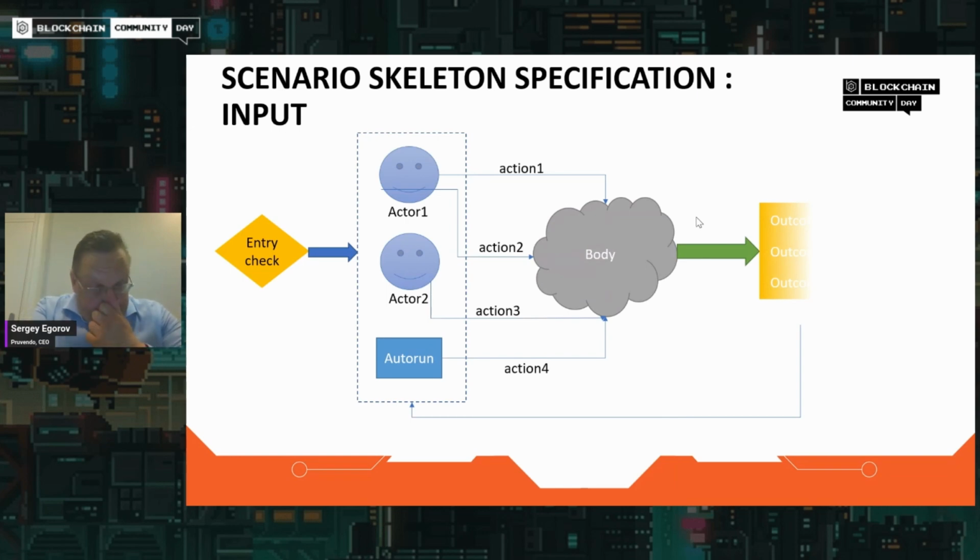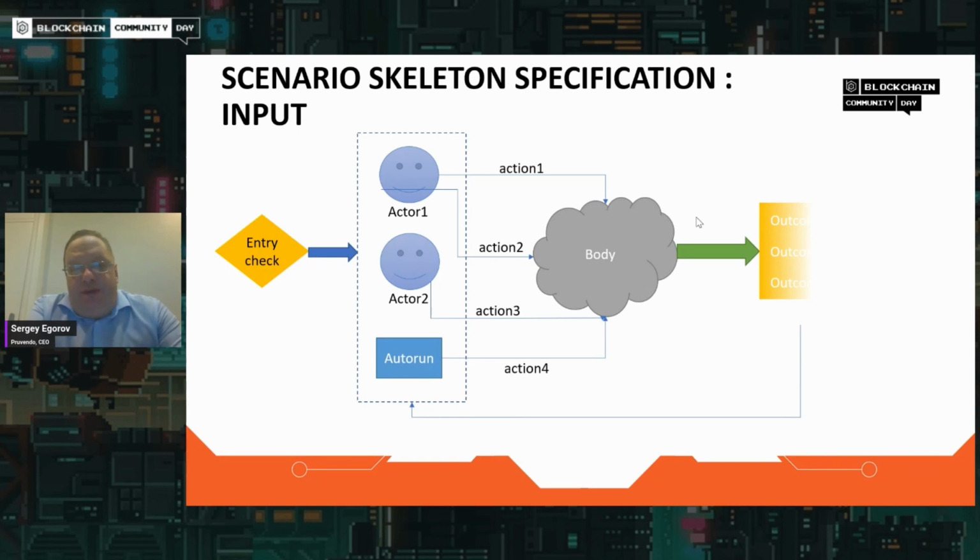Well, when we have defined the outcomes, now we move on to the input section. In this example we have an entry check, to see if some conditions are met that are required to start the scenario. Then we have two actors. Actors are just entities who can initiate some actions. So we can talk about some humans, some smart contracts, some external programs. Each of them can be an actor. And also there is a special agent in this example, auto run, that runs automatically when the scenario starts.